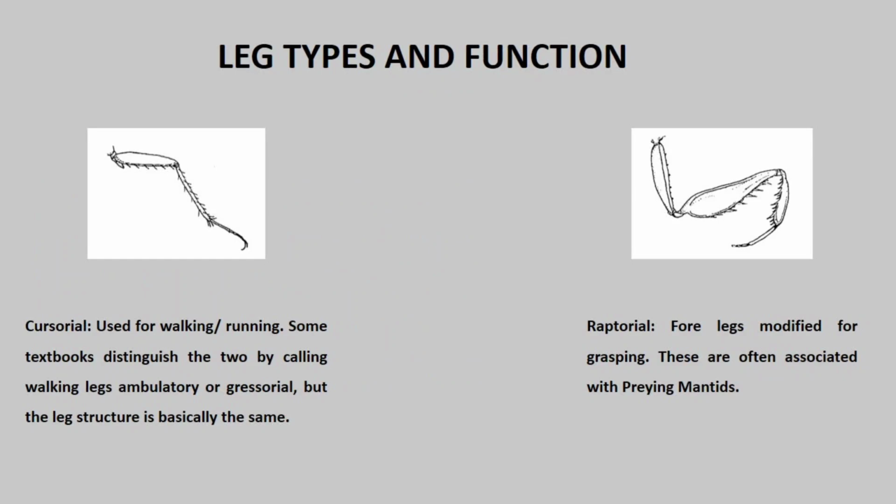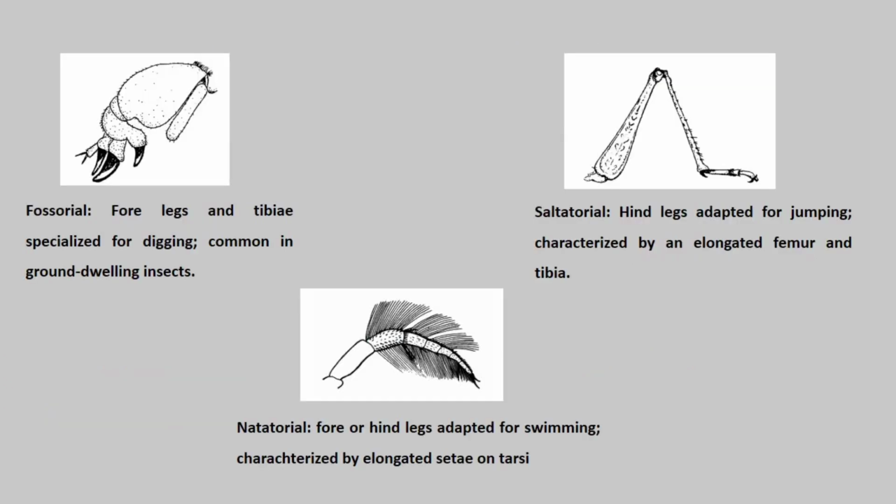Leg types and function. Cursorial, used for walking/running. Some textbooks distinguish the 2 by calling walking legs ambulatory or gressorial, but the leg structure is basically the same. Raptorial, forelegs modified for grasping. These are often associated with praying mantids. Fossorial, forelegs and tibiae specialized for digging, common in ground-dwelling insects. Saltatorial, hind legs adapted for jumping, characterized by an elongated femur and tibia. Natatorial, middle or hind legs adapted for swimming, characterized by elongated setae on tarsi.